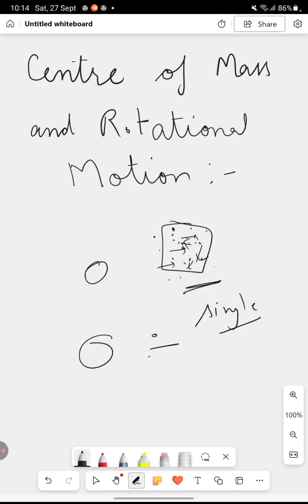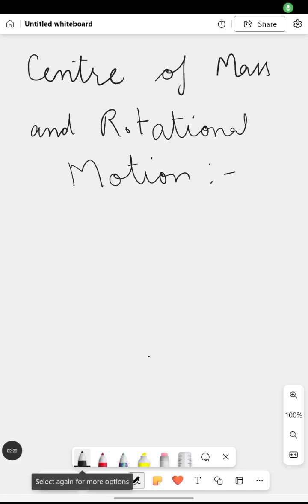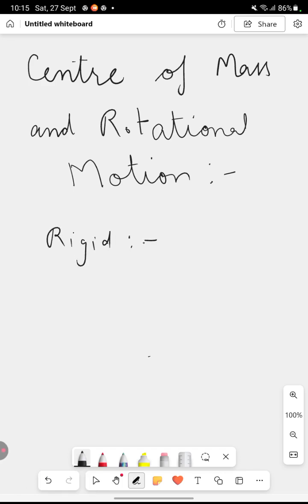To deal with this type of problem, we are moving ahead to study the center of mass. Center of mass will solve this problem. One most important term, rigid body, comes across in this chapter.